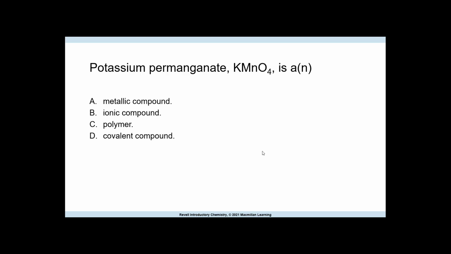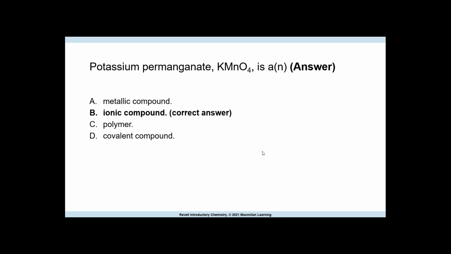Potassium permanganate, so let's take a look at what that is. Let's break it down. It's an ionic compound. We have the potassium, and then we have manganate, and then we have O4, but you see this is a polyatomic ion right here.